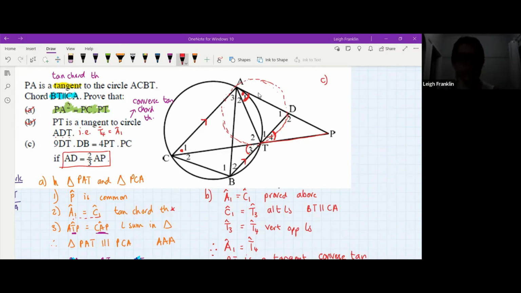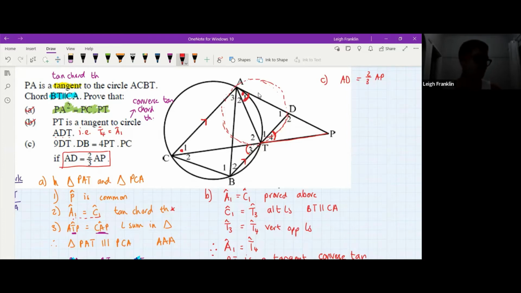Not sure that it is. All right, let's go and have a look at what they're telling us. So here they say to us that AD is 2/3 of AP.